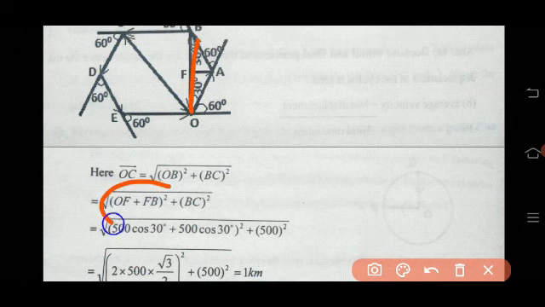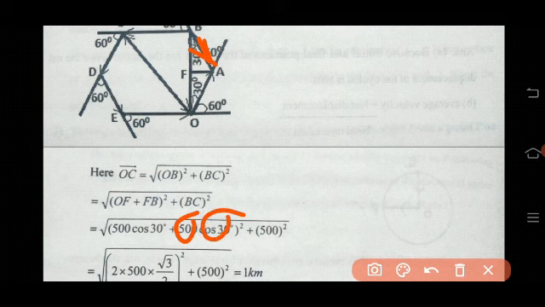See here, OC is under root of OF plus FB whole square, plus BC square is already there. So what is OF? That is OA cos 30, or 500 into cos 30. Then what is FB? FB is nothing but AB cos 30. What is AB? AB is 500 meter. So 500 into cos 30 plus what is BC? 500 meter. Okay, clear? So now you can solve.